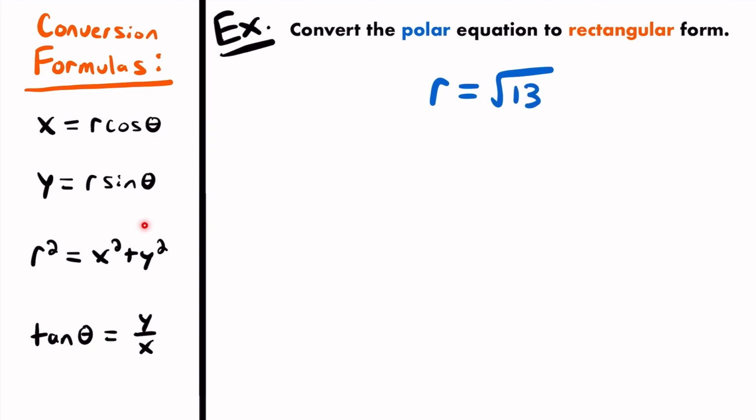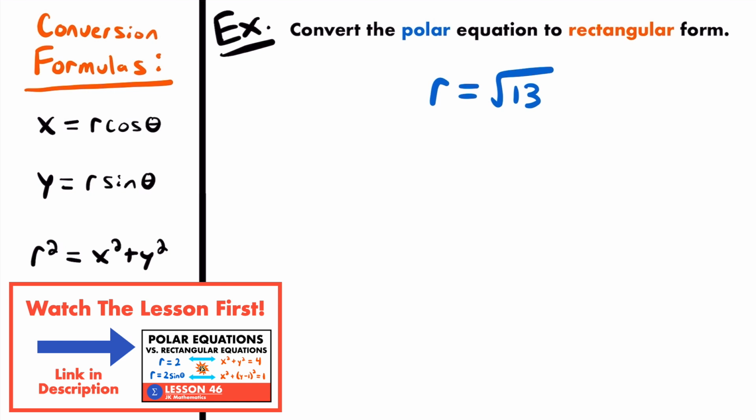Now you'll notice on the side here, I have the conversion equations that we are going to use to convert between polar equations and rectangular equations and vice versa. We have x equals r times cosine theta, y equals r times sine theta, r squared equals x squared plus y squared, and tangent theta equals y divided by x. If you want to know where these formulas come from and why they work, feel free to check out my lesson video on this topic where I cover that in more detail.